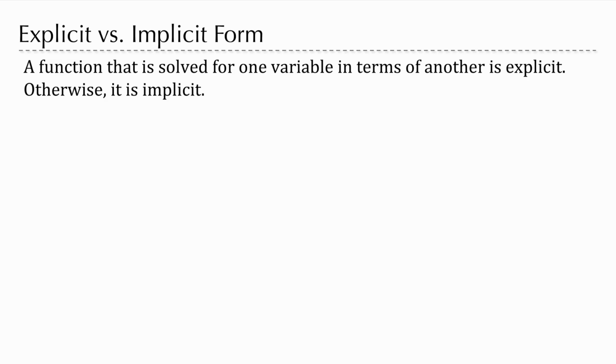So in other words, a function that is already solved for one variable, like y equals or f of x equals, that's explicit because it has one variable solved and everything else on the other side of the equation is another variable. If it's not like that, it's implicit.